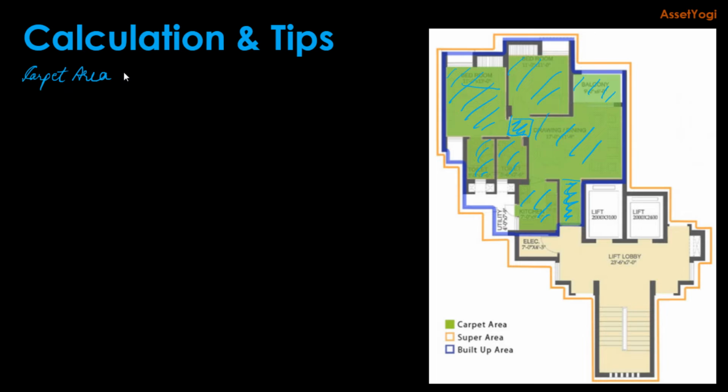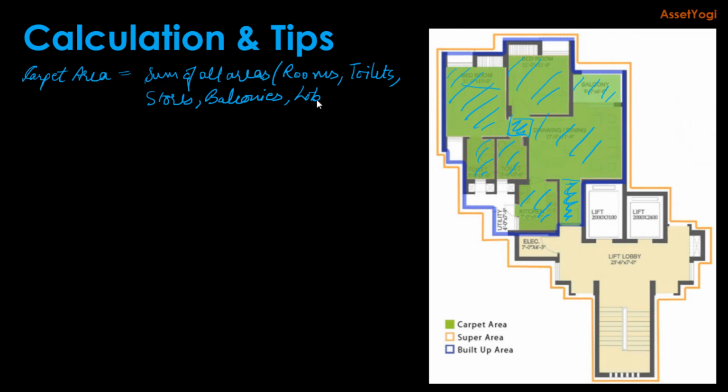So your carpet area becomes the sum of all areas of rooms, toilets, stores, balconies, lobbies, etc. And in case you don't have the layout with you and you are going for a ready to move property, you can physically measure the dimensions of all rooms and all areas.